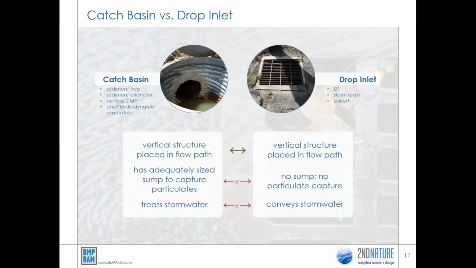And lastly, we have catch basins and drop inlets. These two features can be easily confused as they can appear very similar on the surface. The major difference here is that catch basins treat stormwater by allowing particulates to settle and be captured in its sump. Drop inlets have no sump and thus do not capture any particulates. They only convey stormwater and are not a structural treatment BMP.